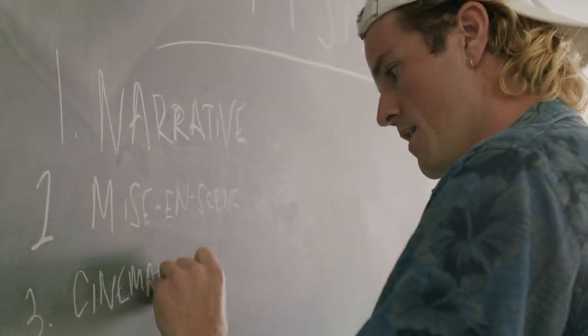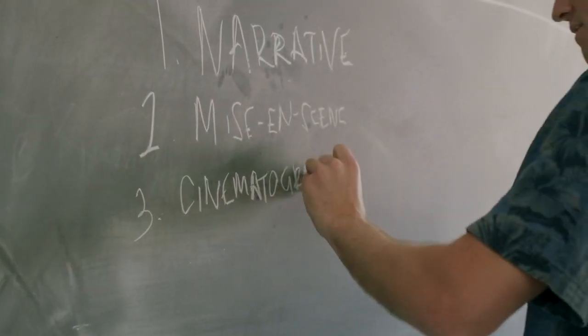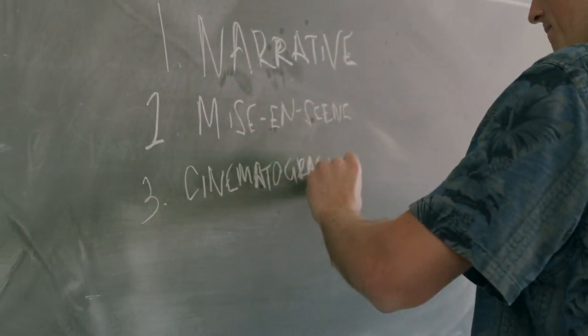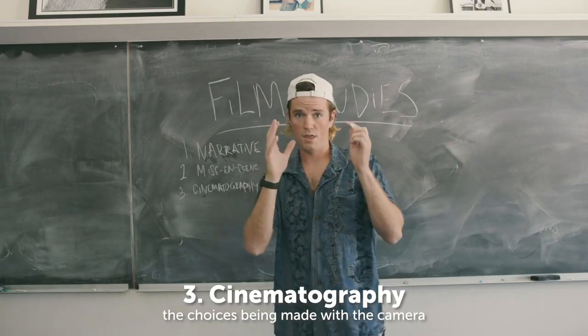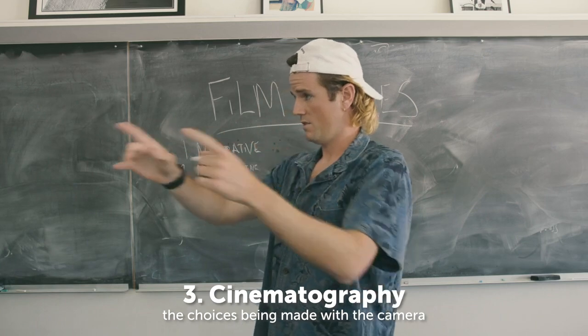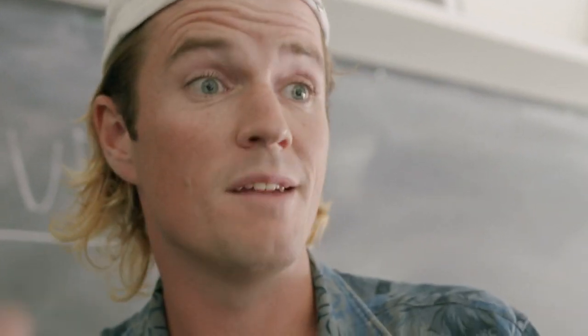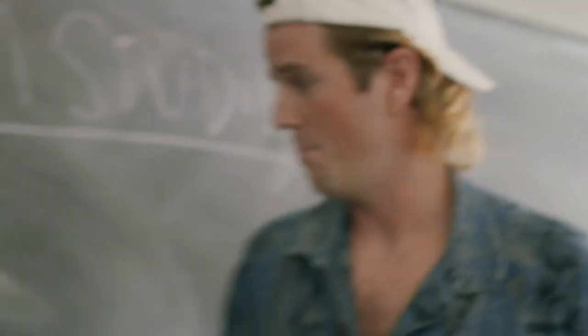Number 3 is cinematography, and that's all the choices that are made with the camera. Look at this. Come here for a second. This camera movement right here, that's part of the cinematography choice. Okay, thank you. Step back.